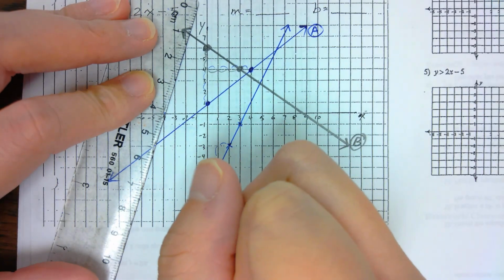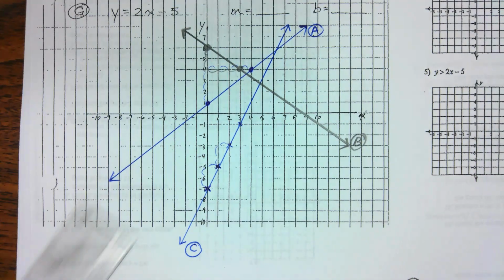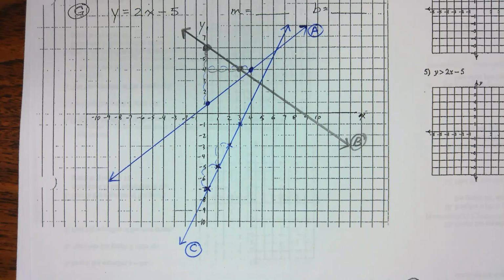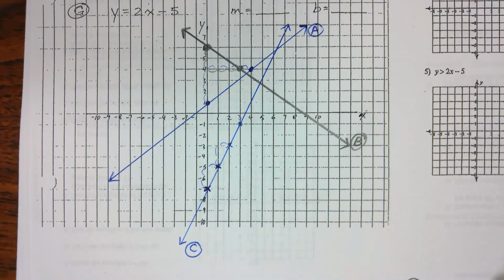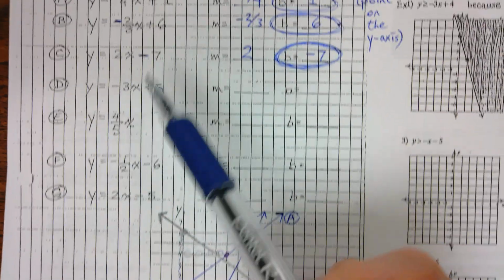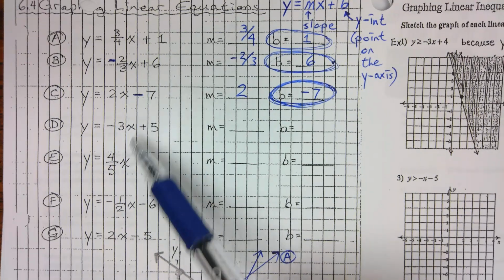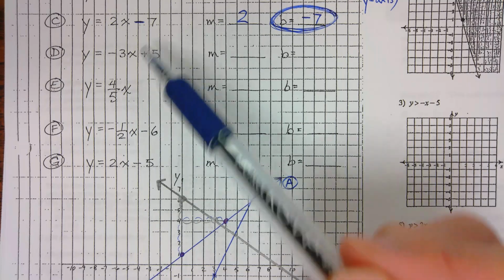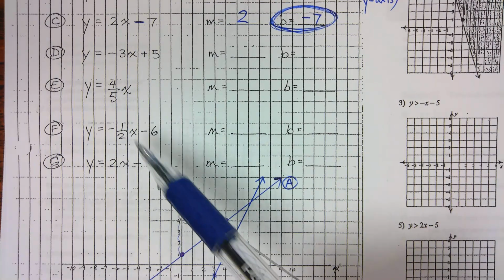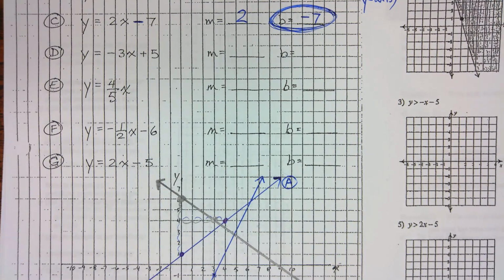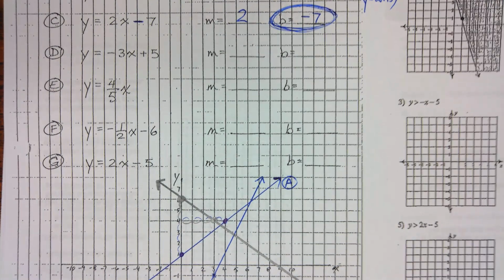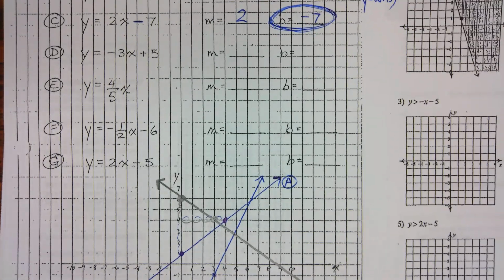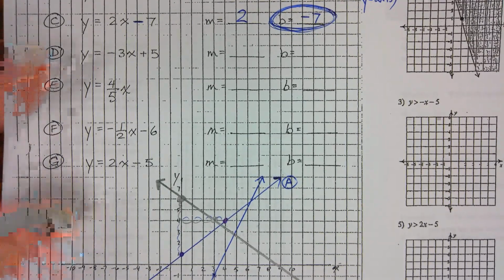Okay, and that is line C. Okay, how are we doing so far? Okay, I'm gonna give you guys 5 minutes to graph D, E, F, and G. Okay, give it a try. Should take you 3 minutes, really, but I'll give you guys 5. Okay, and I'm gonna start the timer. Okay, take 5 minutes, try this now.